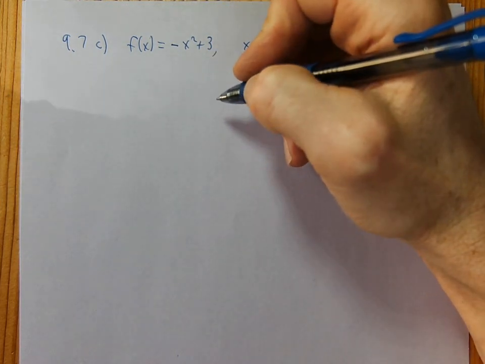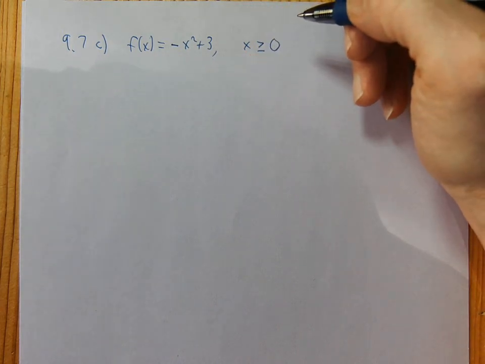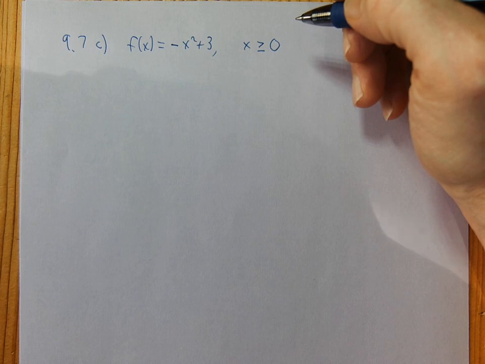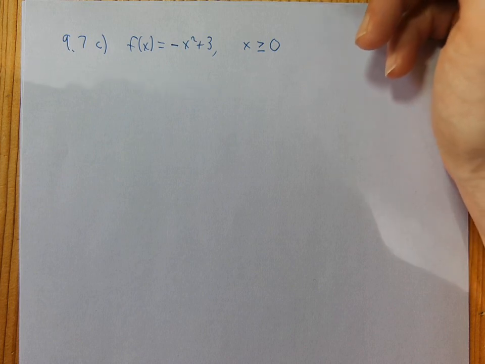Okay, I thought I'd do 9.7c, since if you can do C, you can probably then do A, B, and the other ones. So this is an example. You can do C to help you do the other ones. So this is what it looks like.